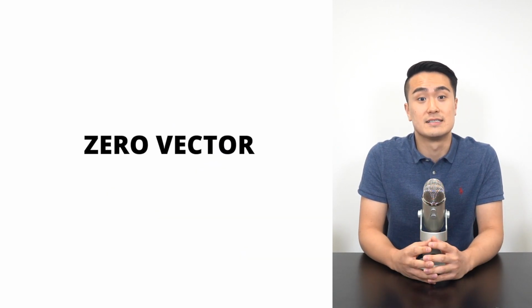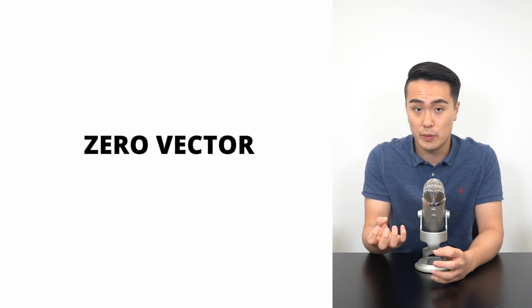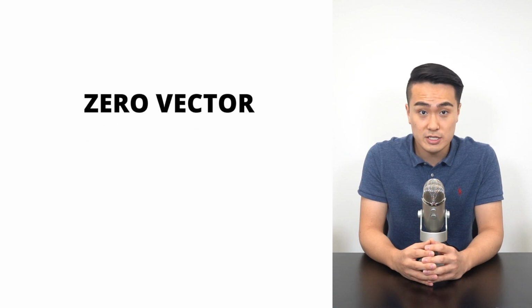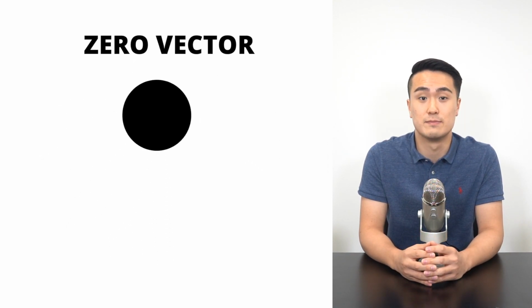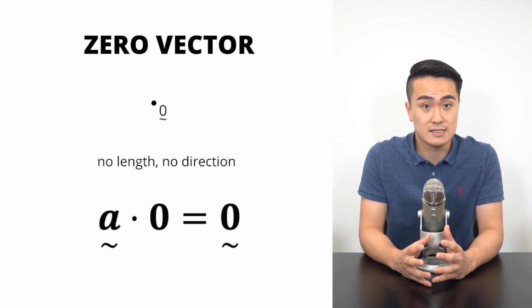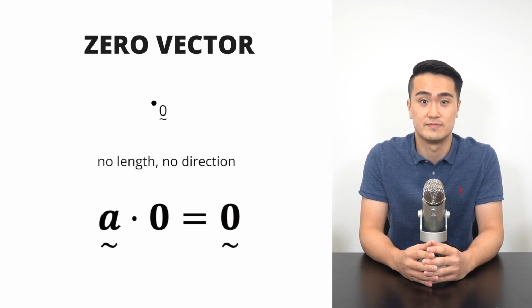A zero vector is a directed line segment from a point to the exact same point. It has no length or no direction, so it can be represented by a dot. Fun fact: if we multiply 0 to any vector, we will just get the 0 vector.